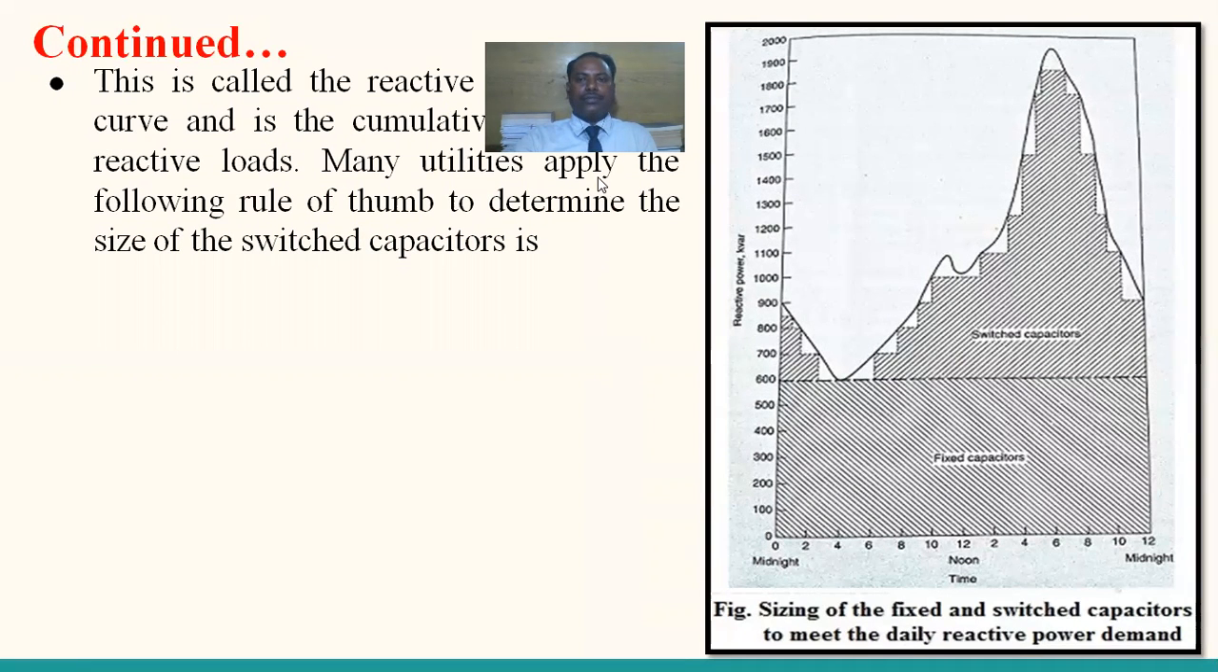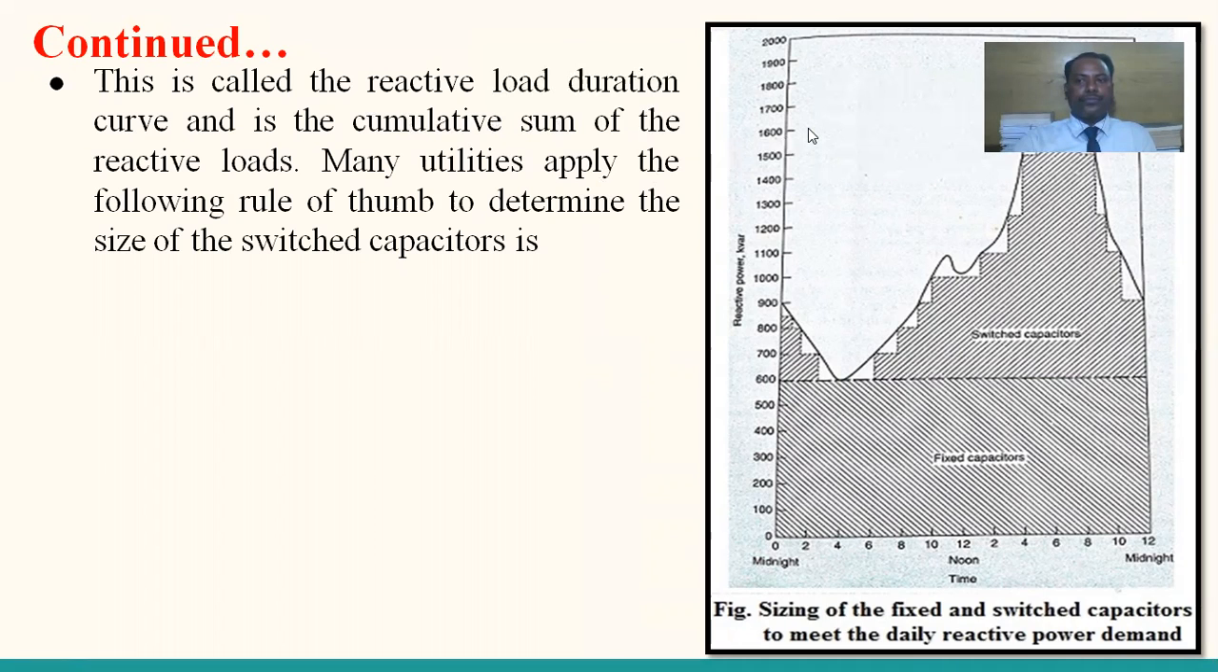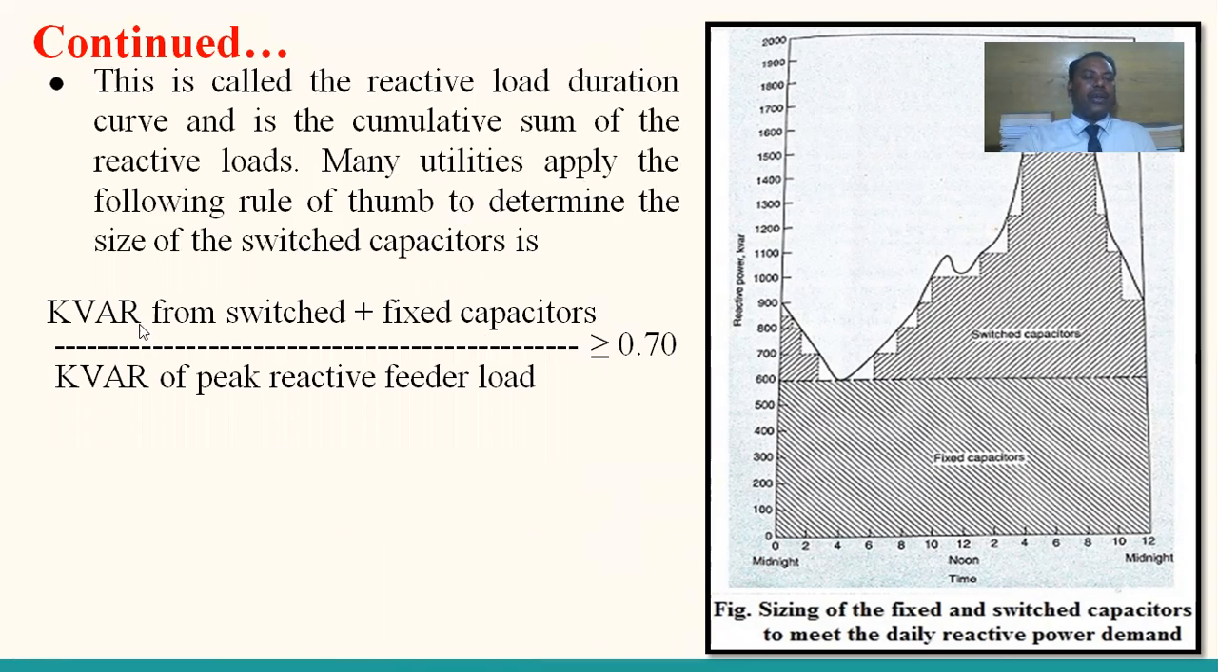So this is called the reactive load duration curve and is the cumulative sum of the reactive loads. Many utilities apply the following rule of thumb to determine the size of the capacitor: kVAR from switched plus fixed capacitors divided by kVAR of peak reactive feeder load is greater than or equal to 0.70.